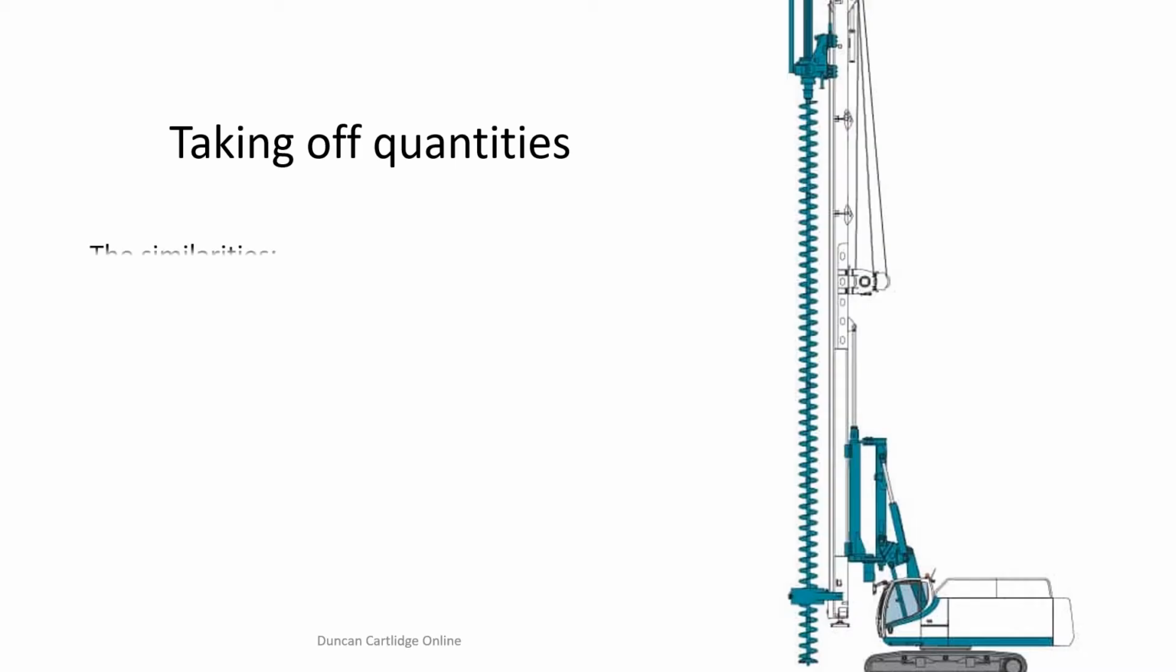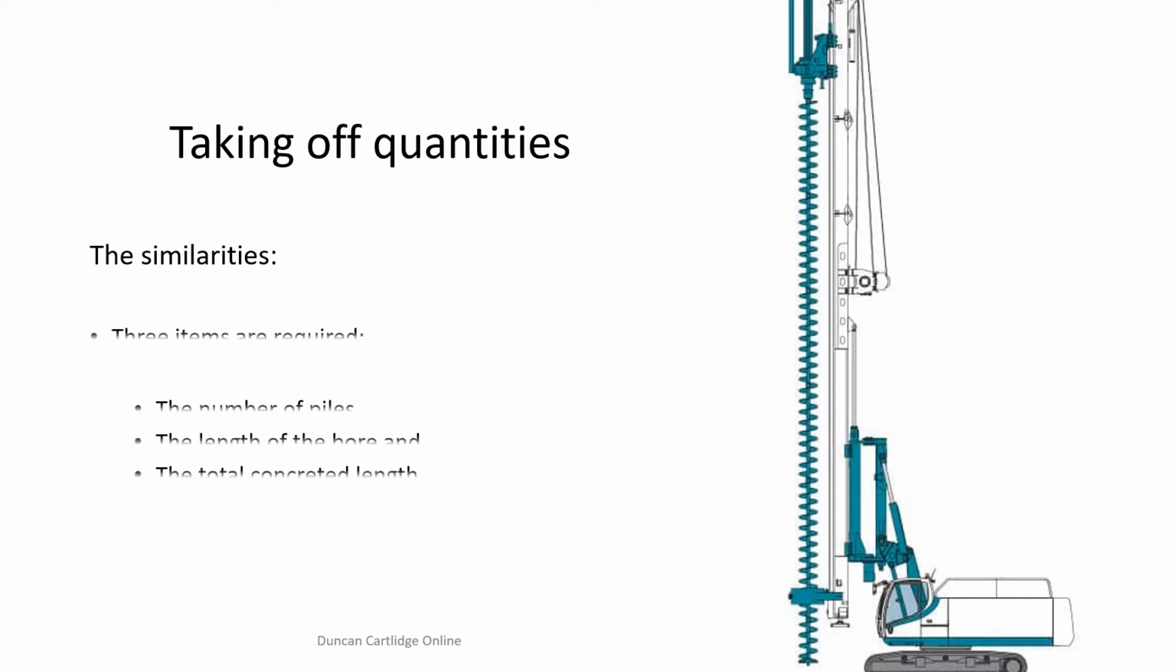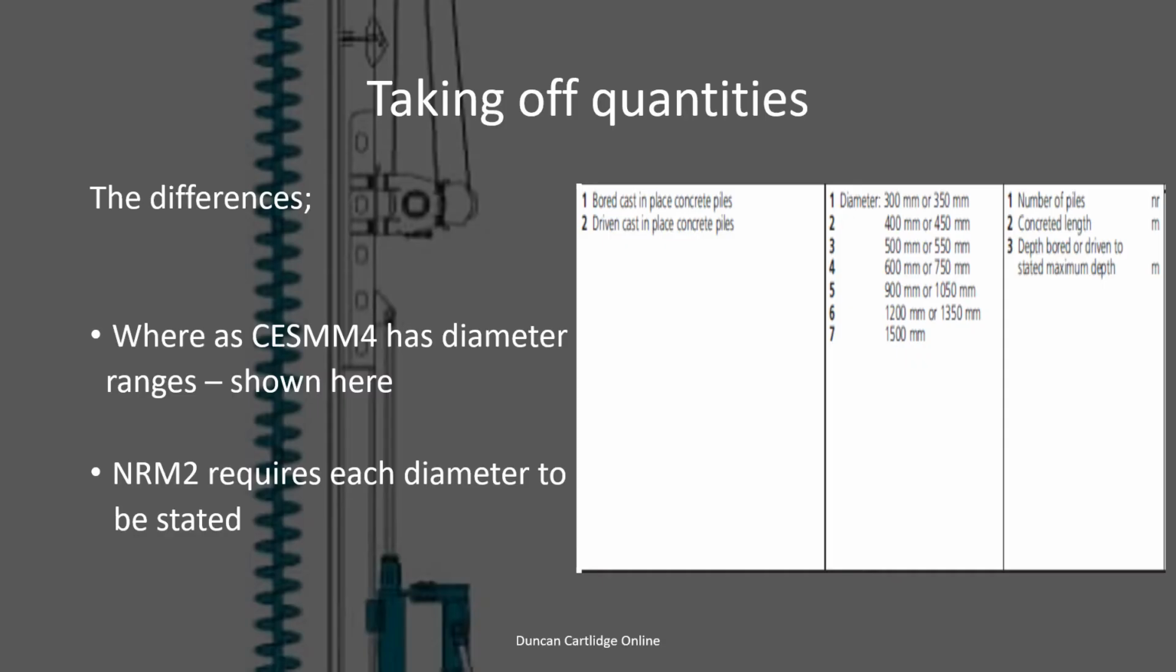Uniquely, when measuring board piling, whether using NOM2 or Civil Engineering Standard Method 4, it has to be quantified and described three separate ways, as listed on this page. Whereas NOM2 requires each pile of a different diameter to be kept separate, Civil Engineering Standard Method 4 groups piles into categories, albeit categories with a small range.